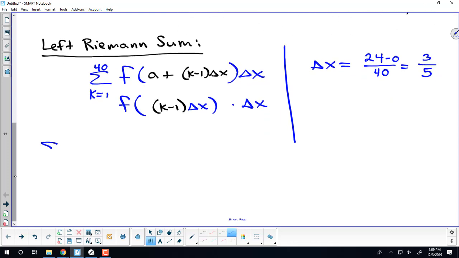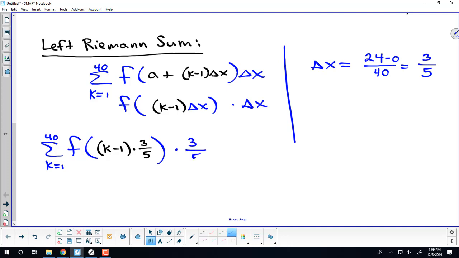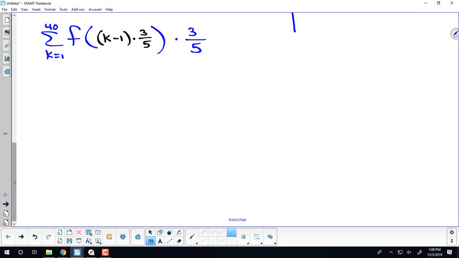Okay, so let's write out the sum. We're summing from 1 to 40. We've got to take f and evaluate it at k minus 1 times 3/5, and then we're multiplying all of that by 3/5. So really the only other step we need before we put this into a calculator is to evaluate k minus 1 times 3/5 in the square root function. So we're just going to put that into the square root.